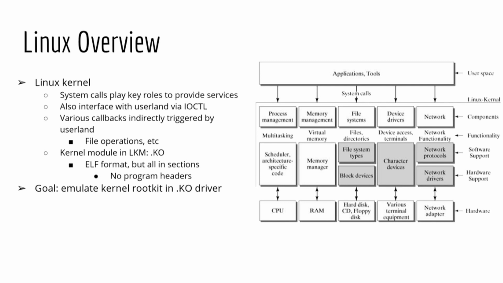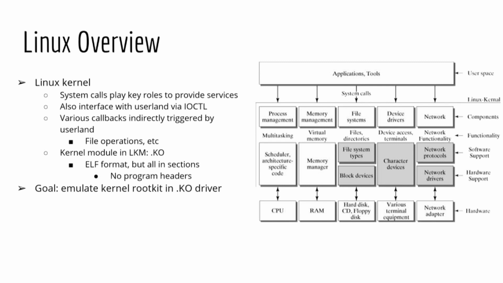And there are some other callbacks that can be indirectly triggered by the user land that we also need to emulate, for example, file operations. And because kernel rootkit in Linux is built as Linux kernel module in .ko format, we need to support the .ko format, which is an ELF format, but a bit different from the userland. So the goal is that we try to emulate kernel rootkit in .ko files.